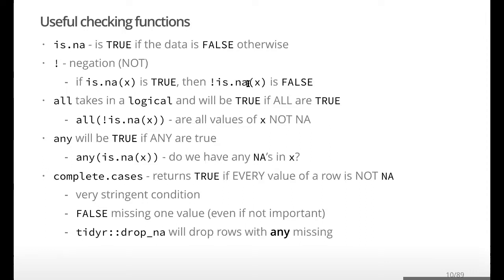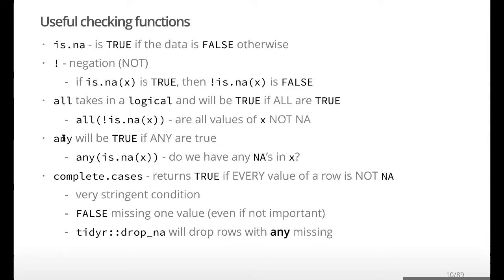all is a function that takes in a logical vector and will be true if every single element of it is true. So for example, all(!is.na(x)) will say, is every single element of X not missing? If that is true, then this will come up true. If any of those elements of X is missing, then this will come up false.